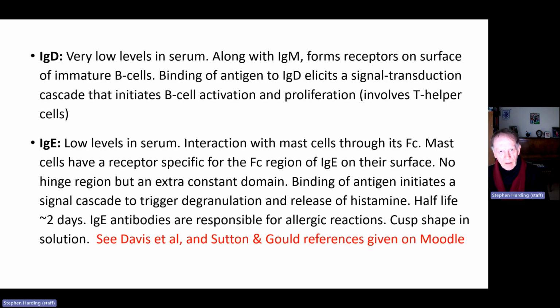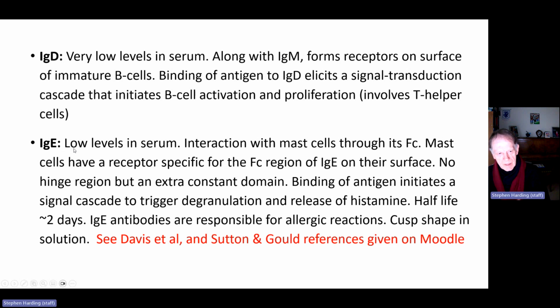IgD, very low levels in serum, as you just said, along with IgM, forms receptors on the surface of immature B cells. And binding of antigen to IgD elicits a signal transduction cascade that initiates B cell activation and proliferation involving T helper cells, as we discussed in the previous lecture.